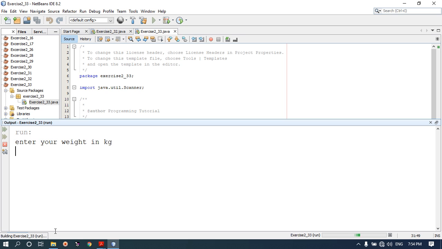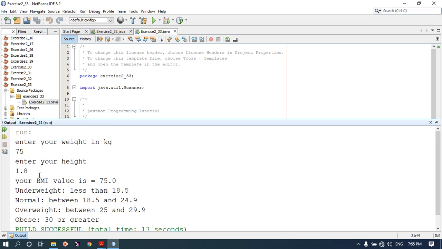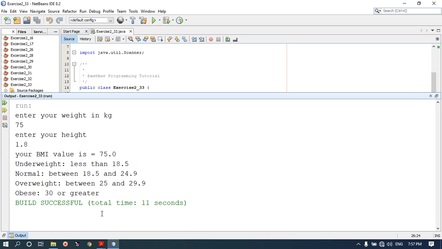Enter your weight in kilogram. So my weight is 75 and my height is 1.8. So my BMI value is 75 and I am overweight. So I think this output is wrong.